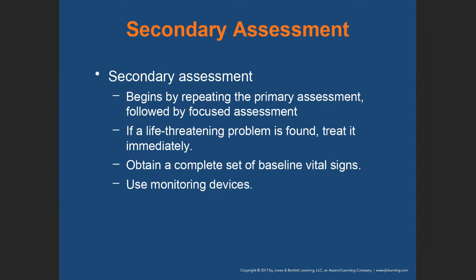So your secondary assessment begins by repeating the primary assessment, followed by a focused assessment. If a life-threatening problem is found, treat it immediately. Obtain and complete a set of baseline vital signs. We want pupil reaction. We want respiration with pulse oximetry, and if available, end-tidal CO2. We want the pulse. We want GCS. We want blood pressure. So these are the vital signs that you want.